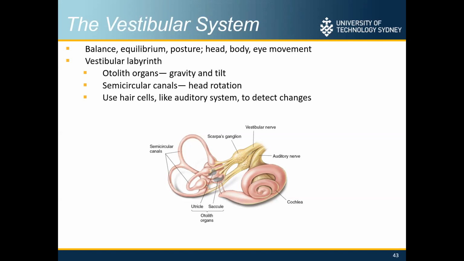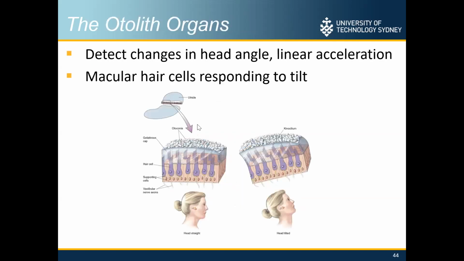The vestibular labyrinth contains the otolith organs and also the semicircular canals. Similar to the auditory system, action potentials are generated by hair cells present in these organs. The otolith organs play a role in detecting changes in head angle and also linear acceleration. The diagram below shows you how linear acceleration can influence the hair cells, which leads to the depolarization of the cells, sending signals to the brain.